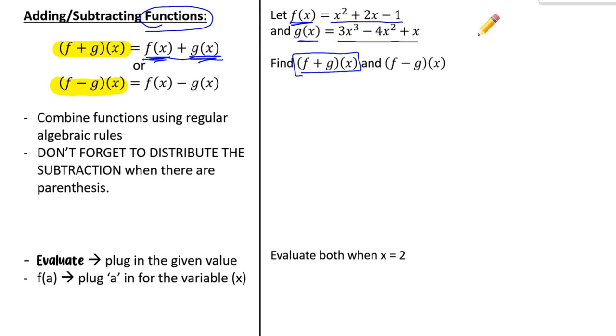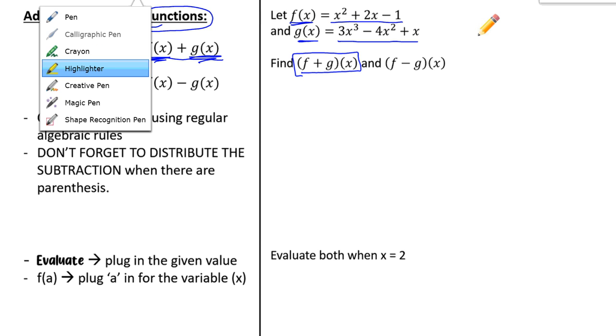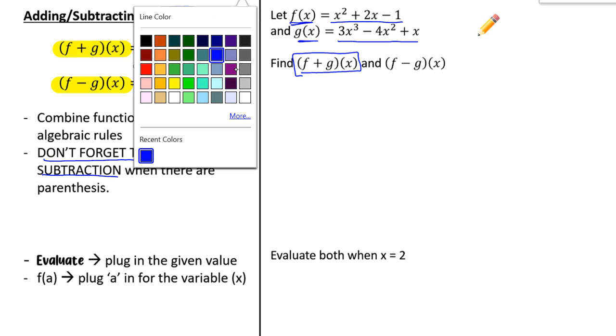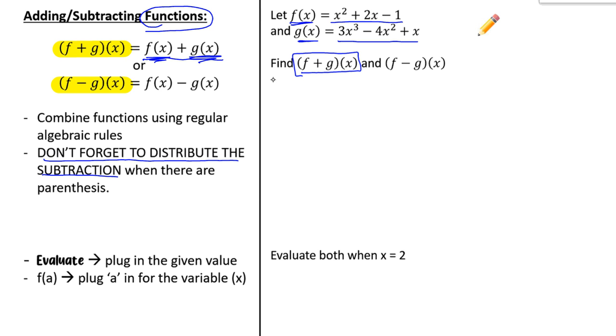Same thing with minus. When I say f minus g, I'm talking about take the first function and subtract the second function from it. And then there's always that distributing the subtraction part, and I'll show you in this example. So if f of x equals x squared plus 2x minus 1, then when I come down here, this means take f of x plus g of x.